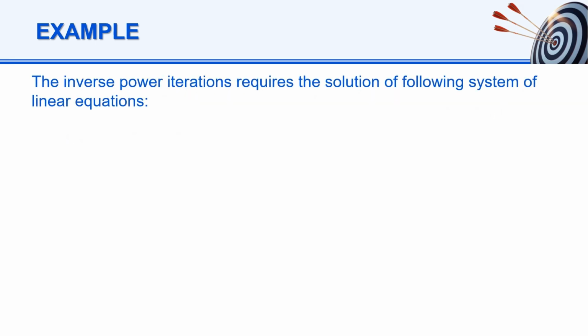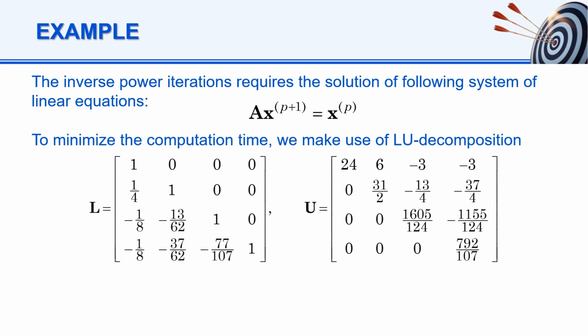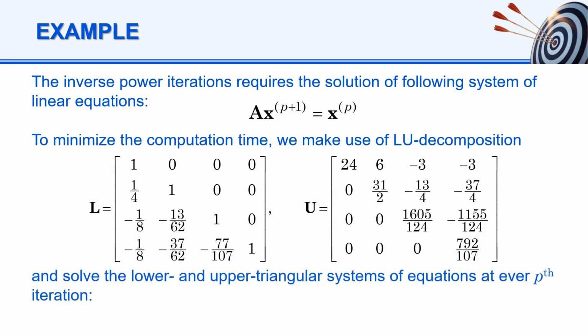The inverse power iterations require the solution of the following system of linear equations presented in matrix equation form. Since the matrix A remains unaltered throughout the iteration process, we can minimize the computation time by decomposing A as LU. The Doolittle decomposition yields the following. And then we can solve the lower and upper triangular systems of equations at every pth iteration.